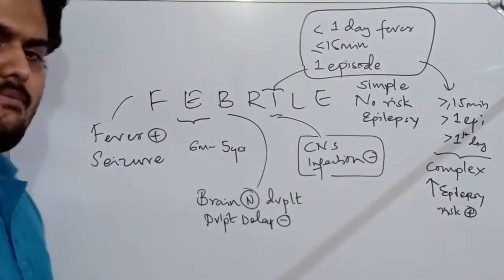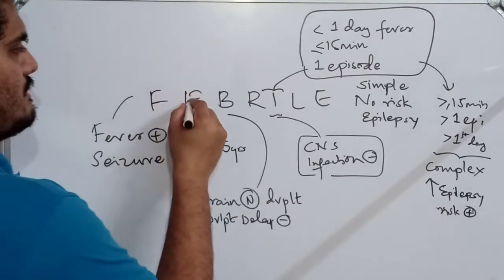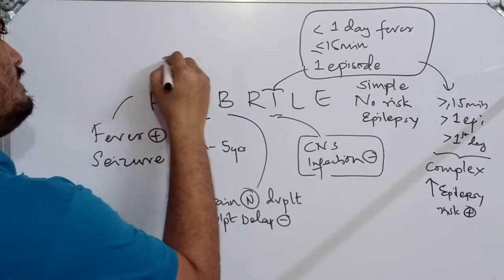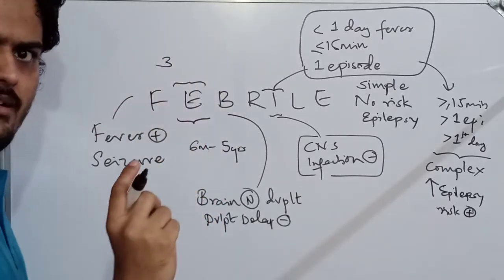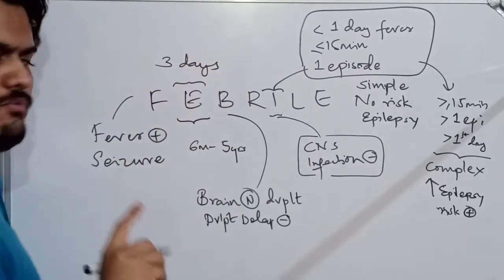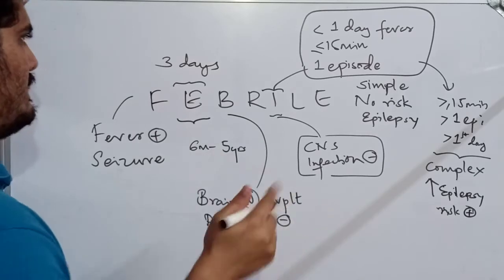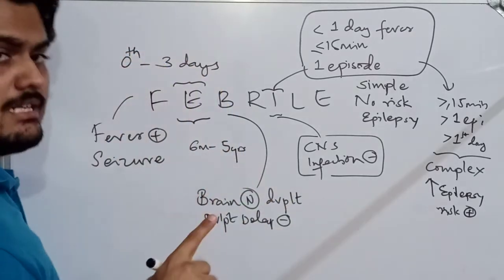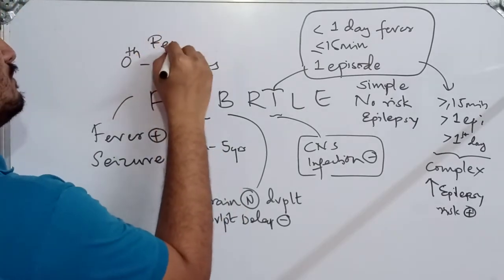A few more points we can remember: if you reverse this E, what you get is 3. So there is a day defined, that is 3 days. What is this? It is the next 3 days from the fever, so the 0th day to 3 days of the fever episode.